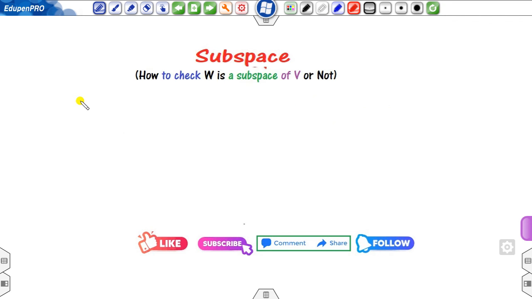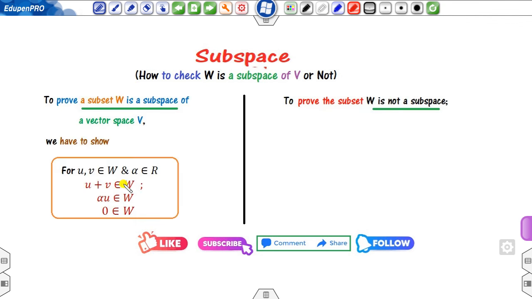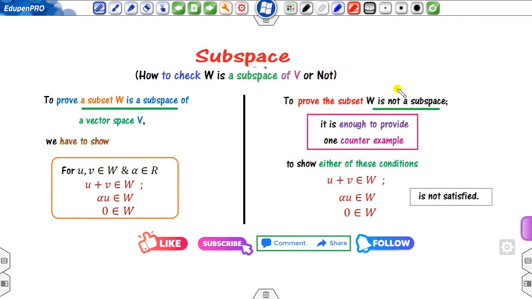But the question arises: how can you check whether it's a subspace or not? If you want to prove that it's a subspace, you have to satisfy all these three properties, or you can simply prove that alpha u plus beta v is a part of W. If you want to disprove that it is a subspace, you have to provide one counterexample which is not satisfied.